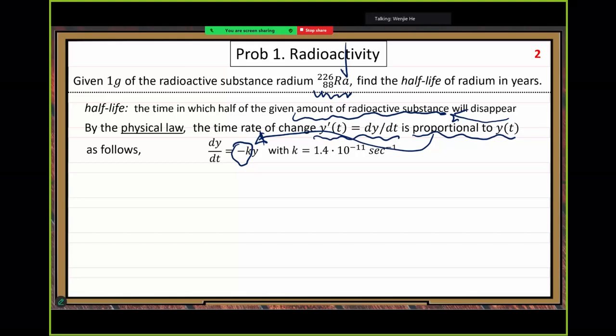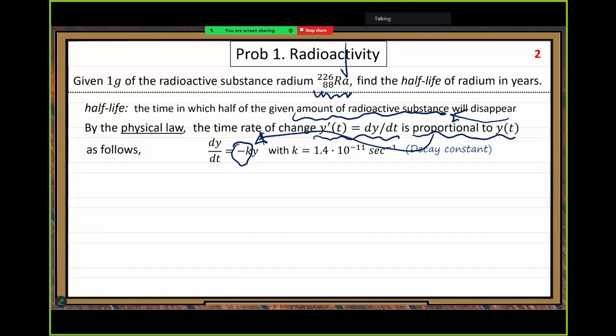1.4 times 10 to the negative 11th per second, hertz. Yeah, you can call it hertz, 1 over second. The constant. Now we have enough information to solve the problem. We can find half-life. We're ready to find half-life. How to find it? Next question.